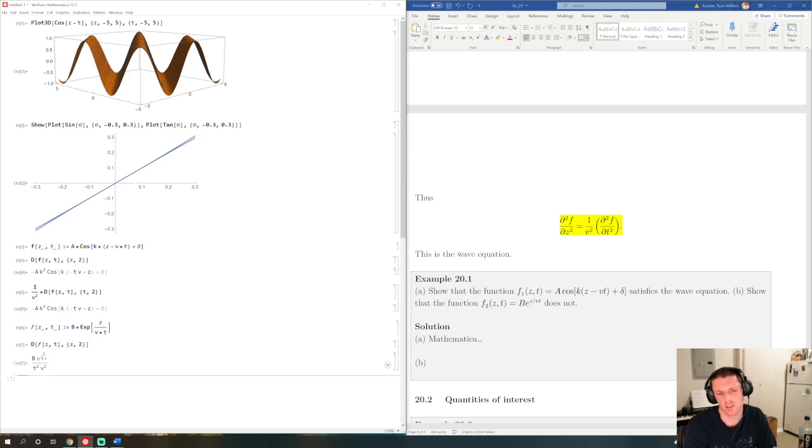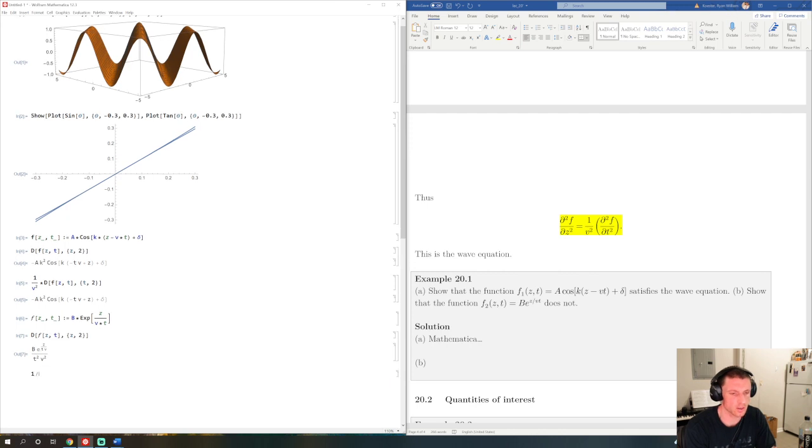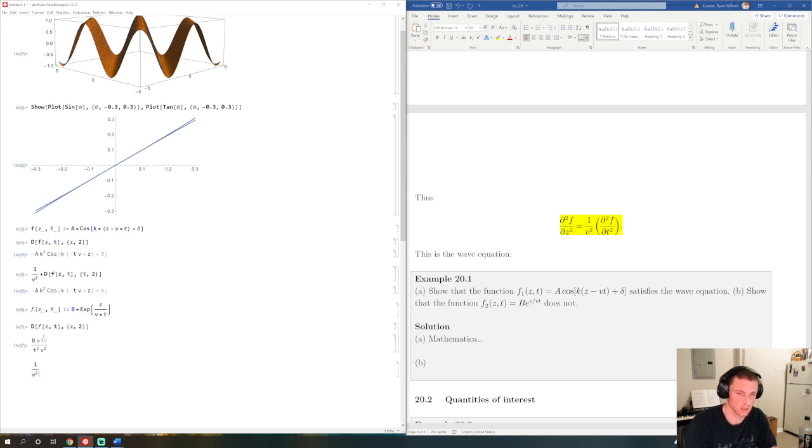So we find this, right? Now let's try the other side of the wave equation. We're going to say 1 over v squared, and then times the derivative of the second function of z and t with respect to t, and then do it twice for the second derivative.